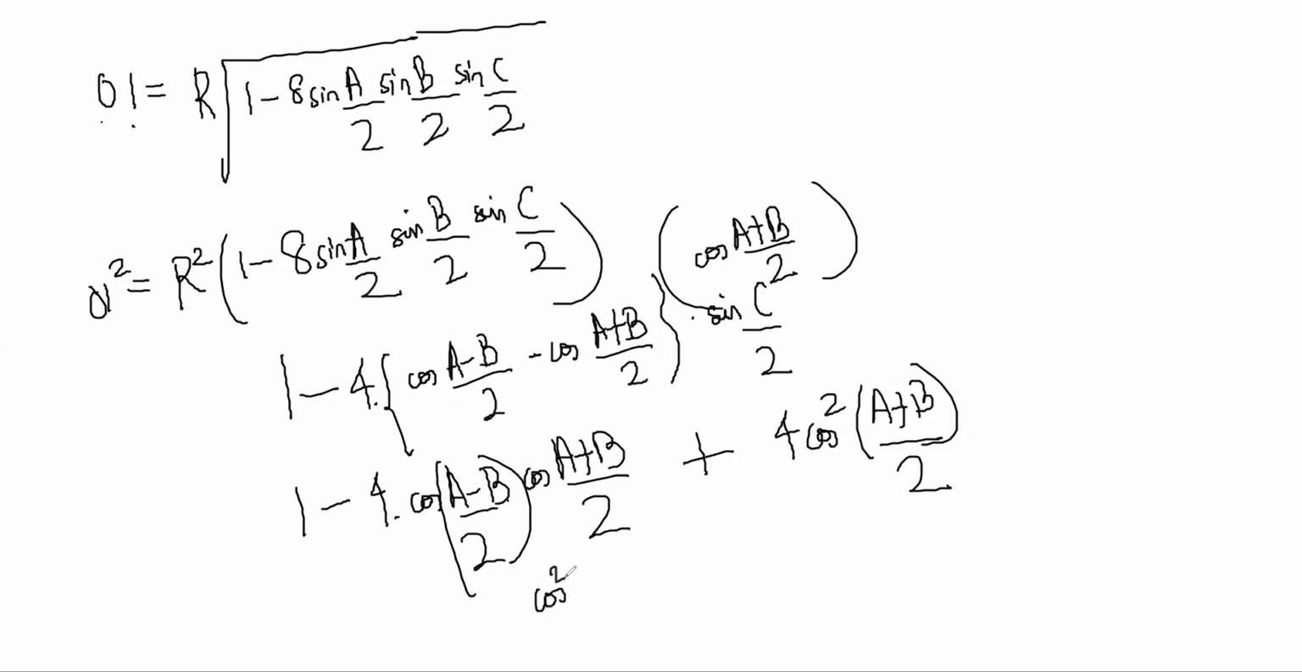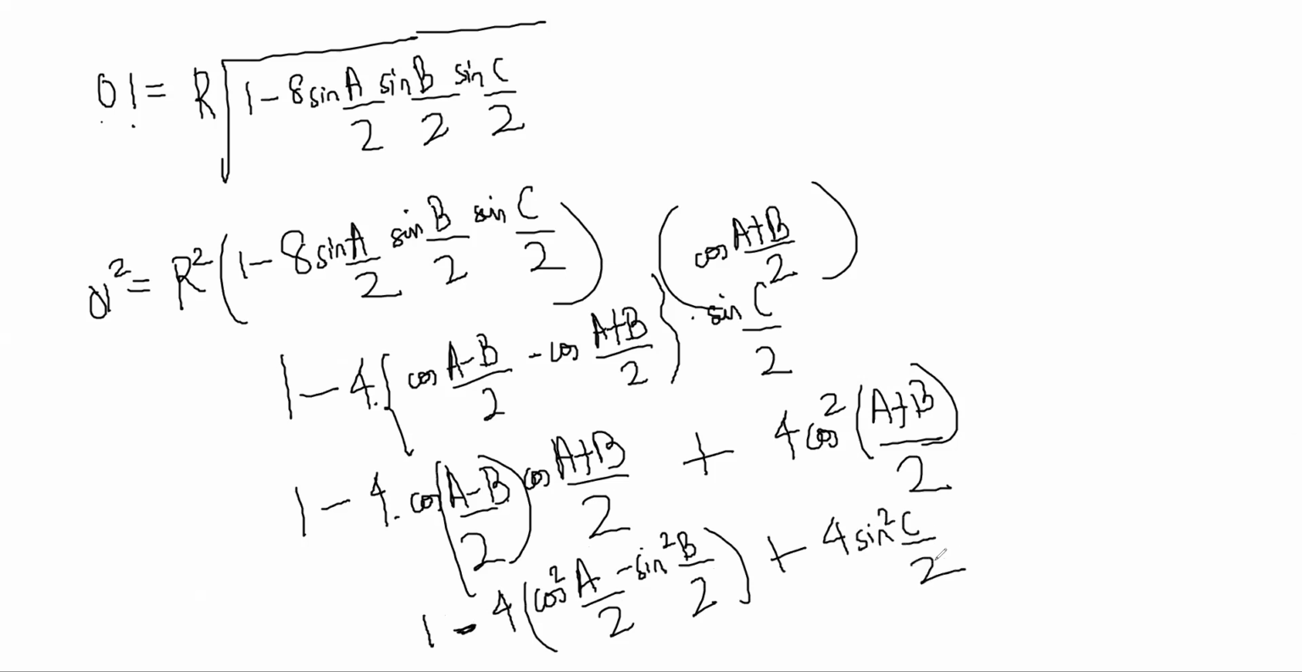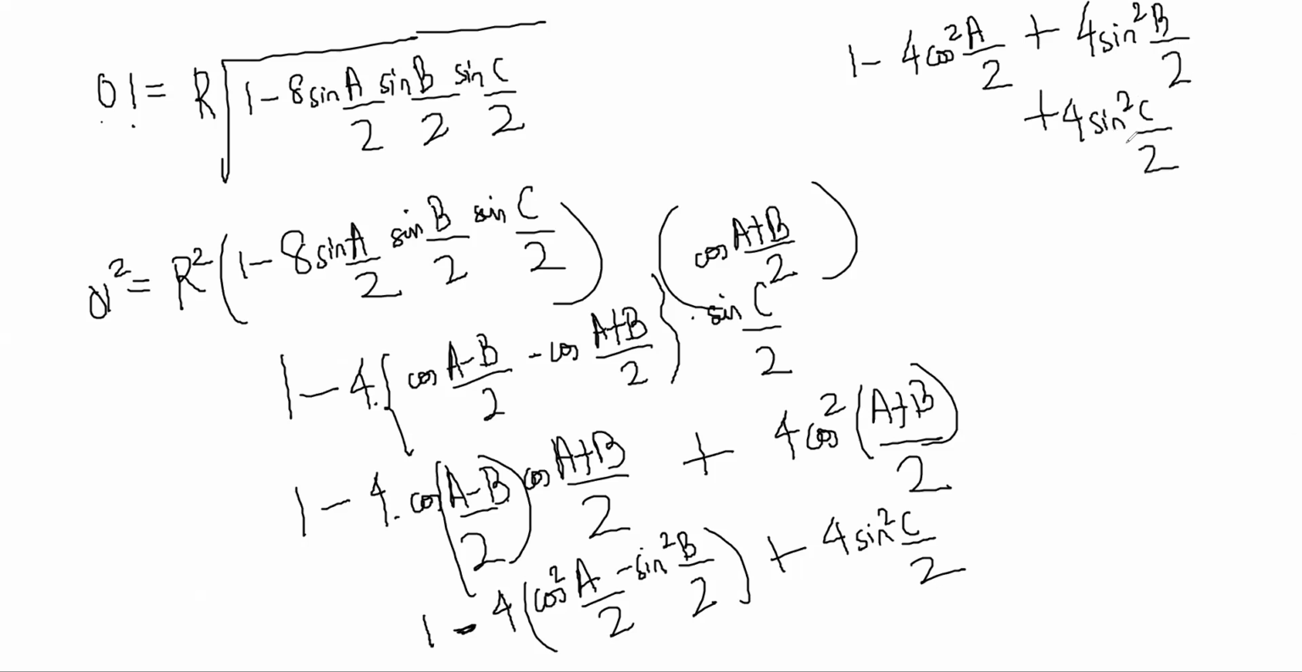which is equal to cos(A plus B) into cos square A by 2 minus sin square B by 2. Right? This is a formula, right? 1 minus this becomes 4 times, plus 4 sin square C by 2, right? Correct. So this is 1 minus 4 cos square A by 2 plus 4 sin square B by 2 plus 4 sin square C by 2, something like this, right?